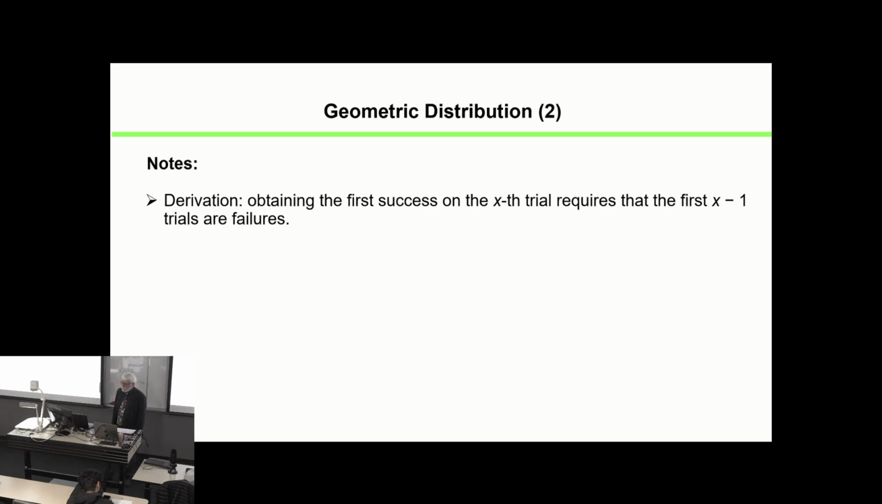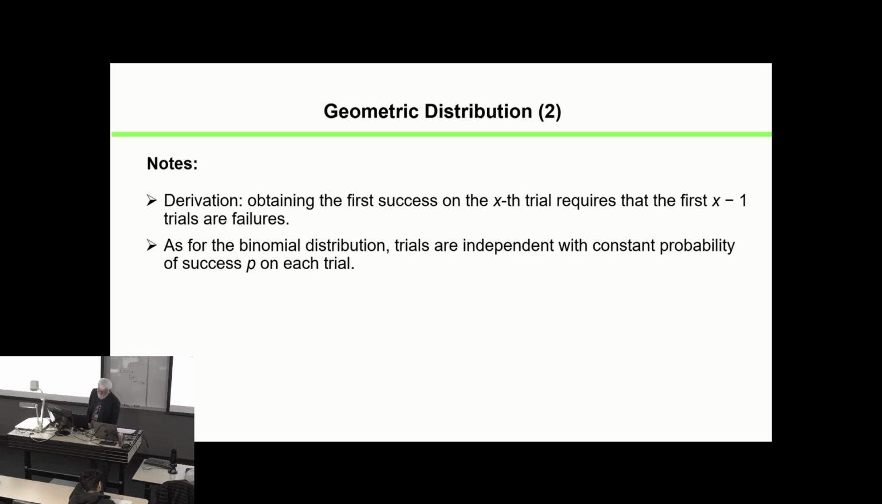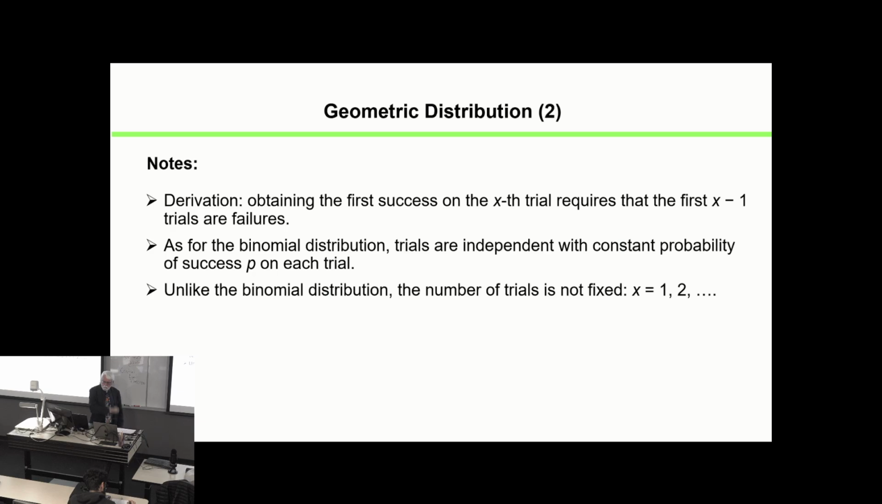Obtaining the first success on the x-th trial requires that the first x minus 1 trials are failures. There's a similarity to the binomial distribution in that the trials are independent and they have constant probability of success on each trial. Those are necessary conditions. But unlike the binomial distribution, the number of trials is not fixed. The binomial fixes the number of trials and counts how many successes we get in those n trials, whereas the geometric number of trials is not fixed. We just have to go till we get our first success.